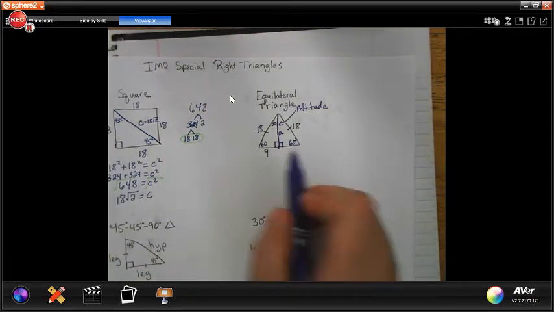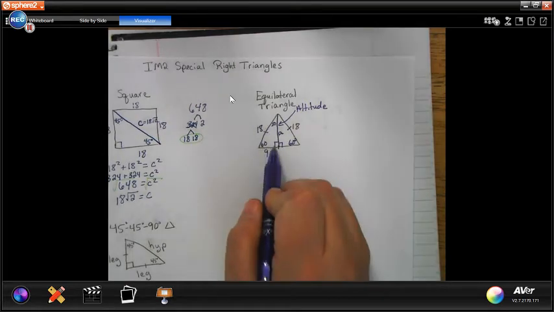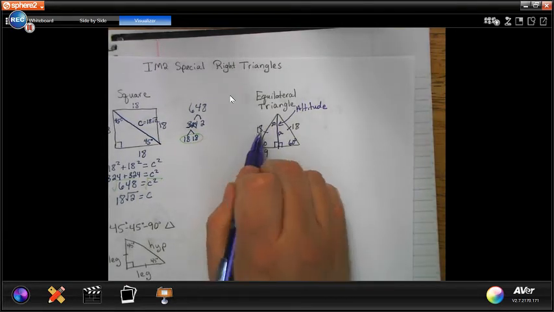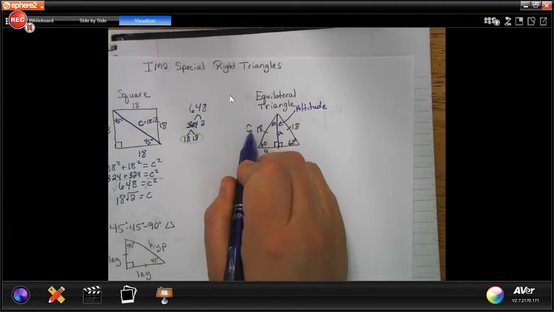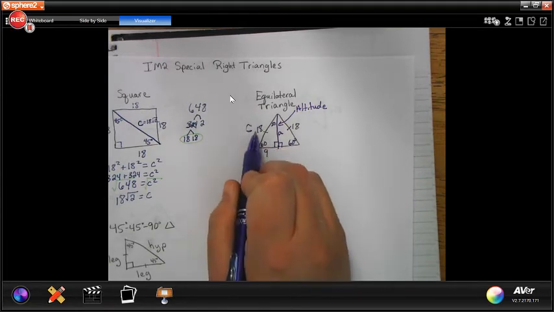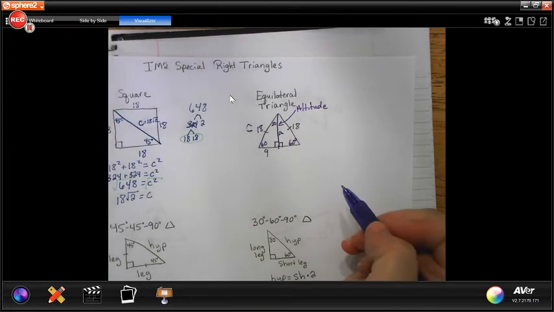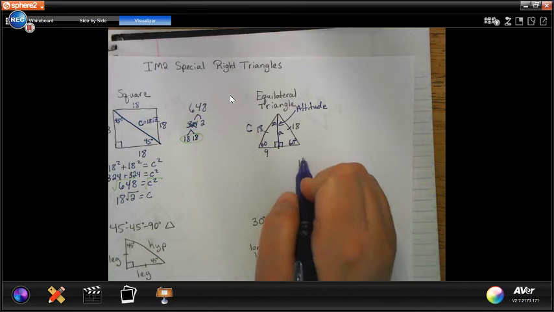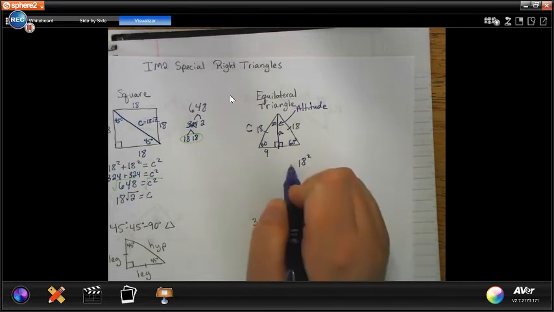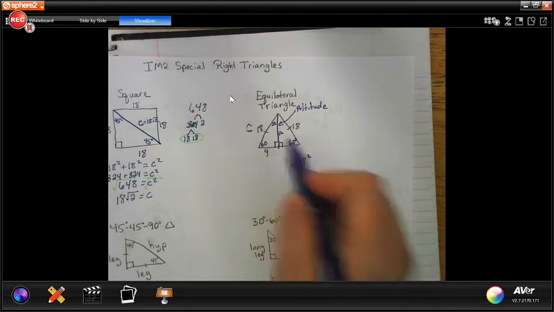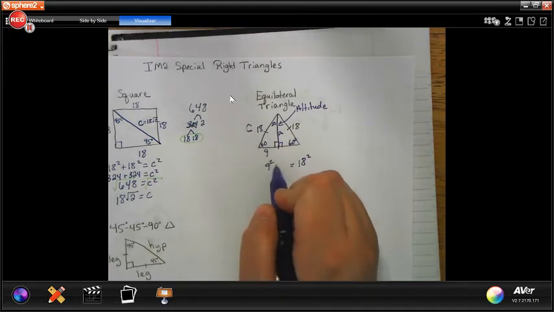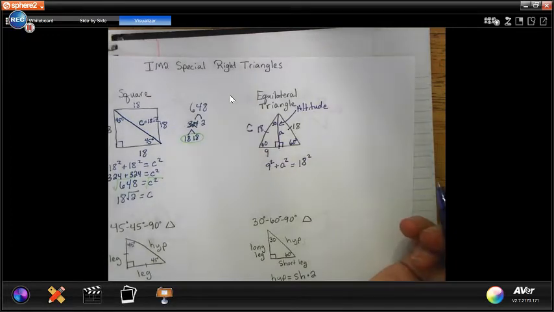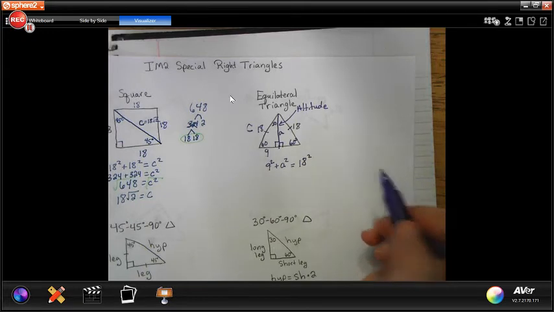Okay, so when I set up the Pythagorean theorem for this 30, 60, 90 triangle, remember that c is always the hypotenuse. The right angle points to the hypotenuse, and if you've seen the Pythagorean theorem video, you would know that. So 18 goes in the c spot, and then the other two go in the other two spots. Okay, 9 squared plus a squared equals 18 squared. I could write a squared plus 9 squared equals 18 squared also, either way.